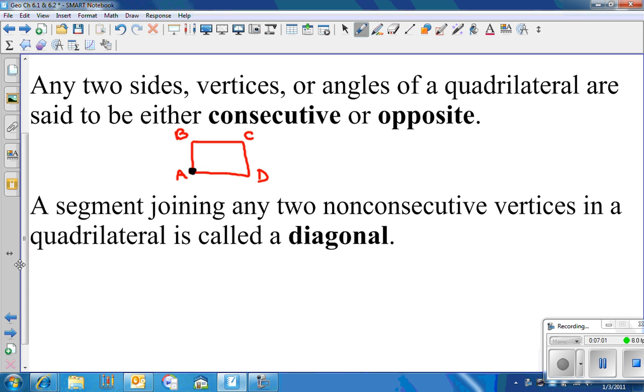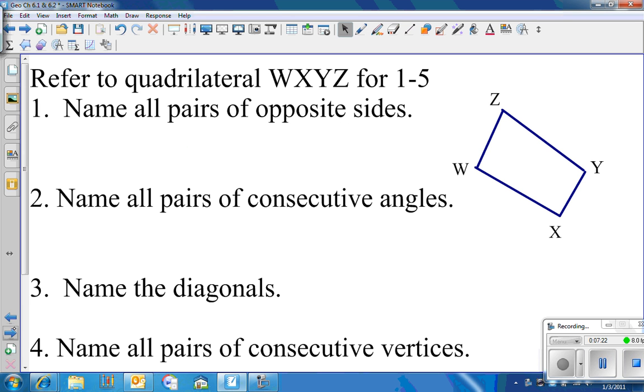The segment joining any two non-consecutive vertices in a quadrilateral is called a diagonal. So, for example, in that picture that I talked about, the consecutive vertices were B and D. Well, the only diagonal that you can have with A is going to be from A to C, the segment AC. Of course, there's another diagonal across from it.